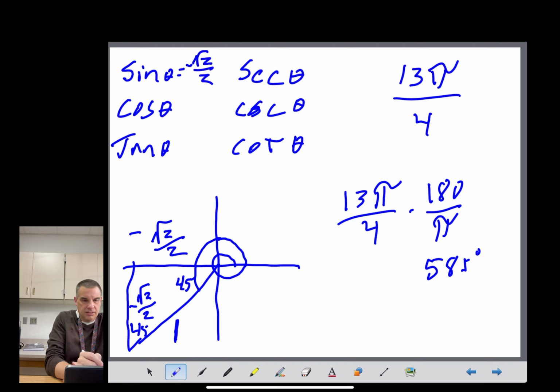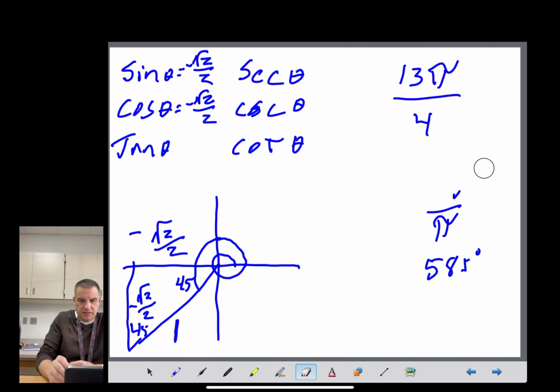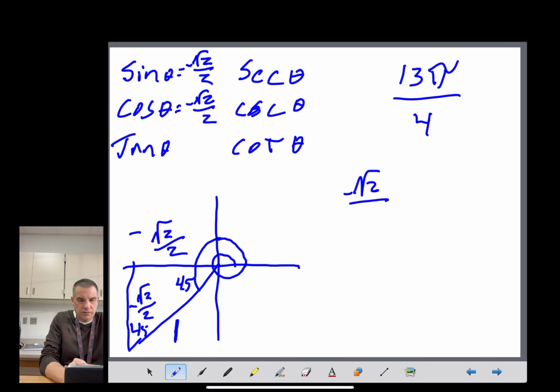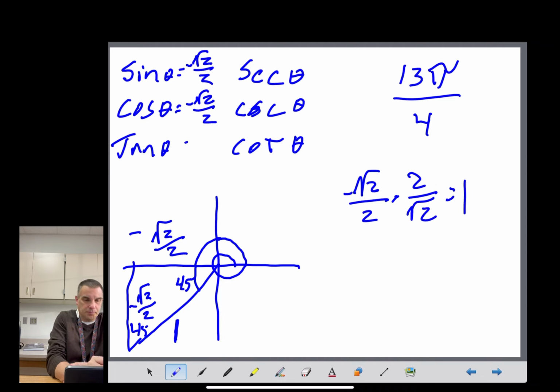Cosine is the same thing in this case. Negative square root of 2 over 2. Tangent. Let's erase all of this so I have some room. Tangent is going to be the negative square root of 2 over 2 divided by the negative square root of 2 over 2. So it's just 1. Tangent of that is just going to be 1.